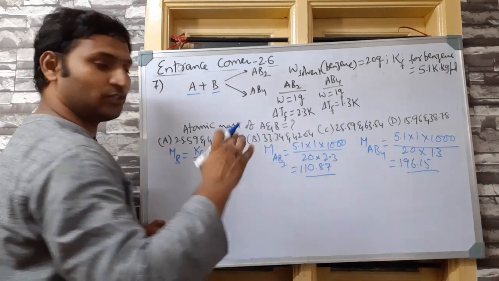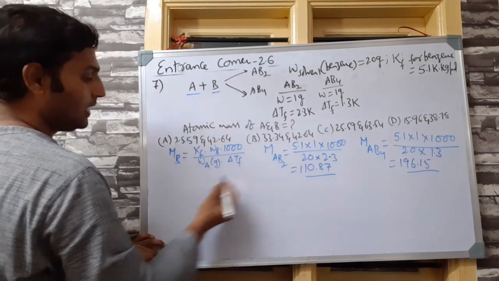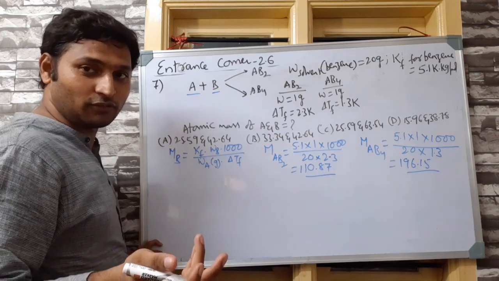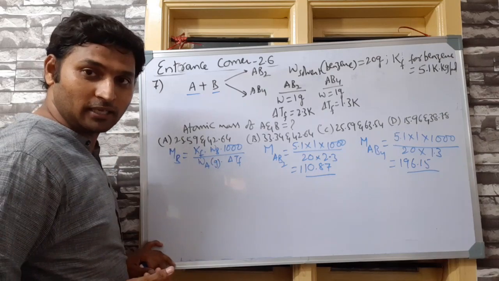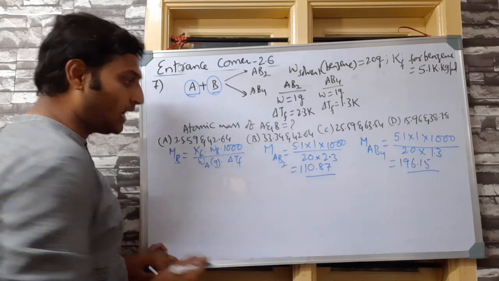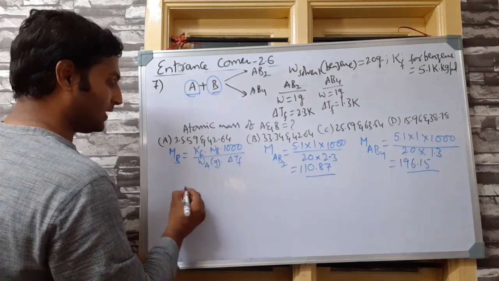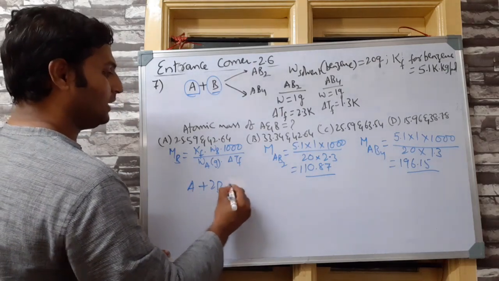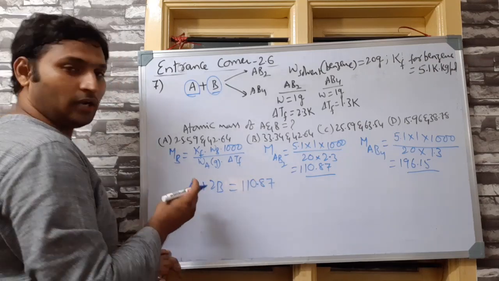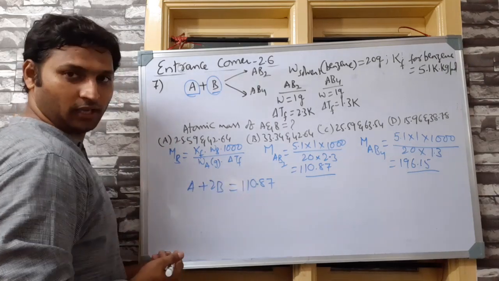Now we want atomic masses of A and B separately. We'll try to get one first and then the other. Now you see, to get molecular mass of AB2, generally if you know formula and if you know atomic masses of every element in the formula, how do you calculate molecular masses? Let me assume atomic mass of A as A, atomic mass of B as B here. Then atomic mass of A plus 2 into atomic mass of B will be molecular mass of AB2, right? So I can write A plus 2B is equal to 110.87. Whenever we calculate molecular masses from the known atomic masses, we will add atomic mass of all the elements in it. Same thing I am doing.